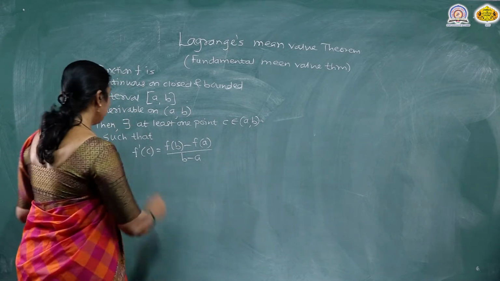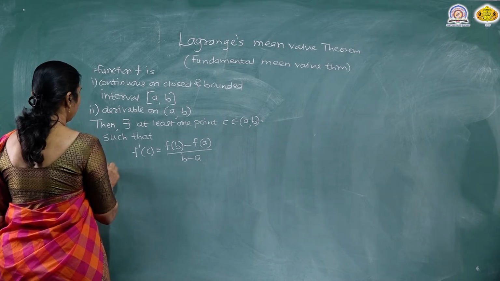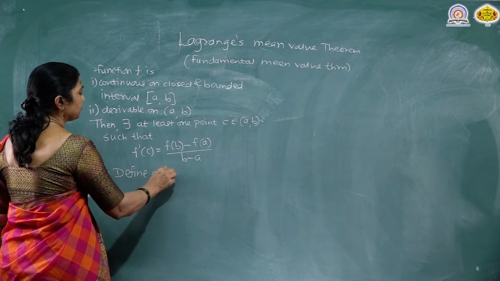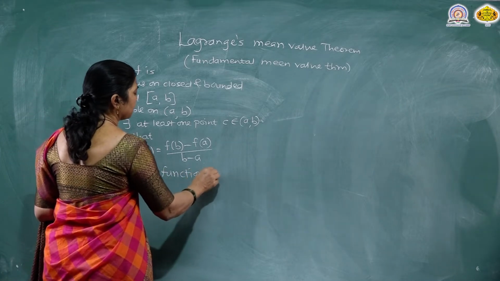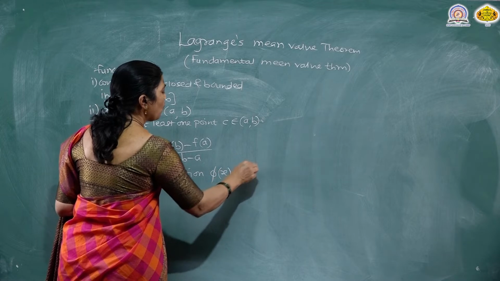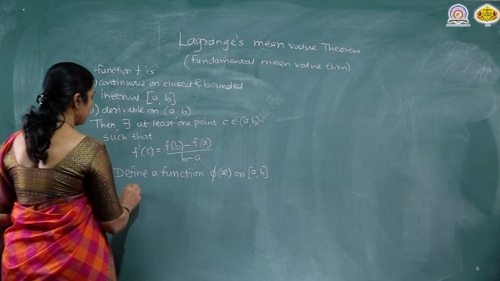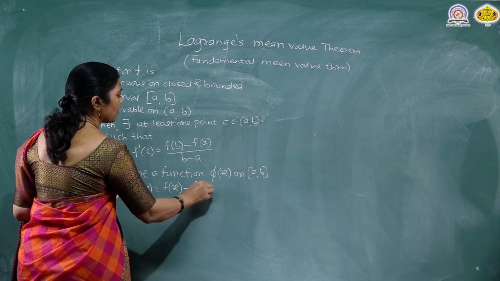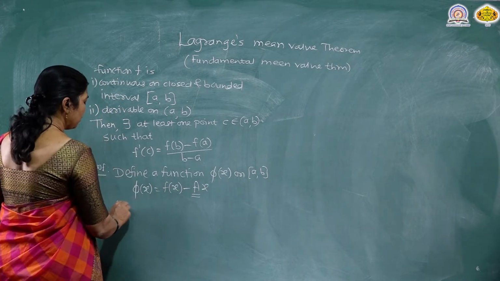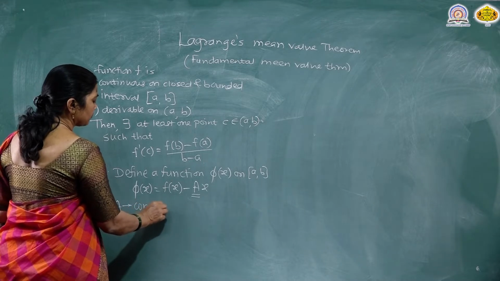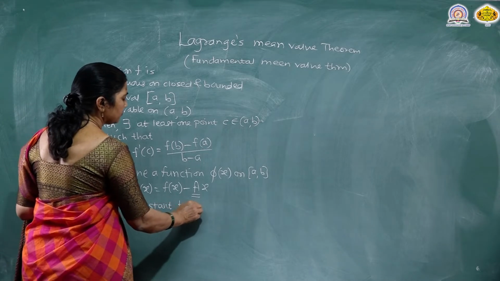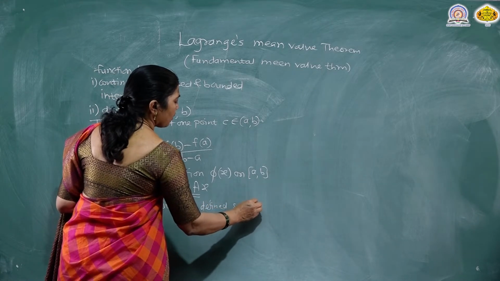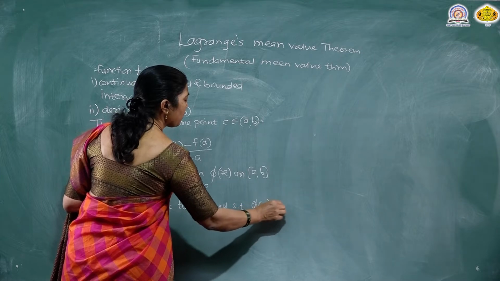To prove this theorem, we define a function phi on closed interval [a, b] as phi(x) is equal to f(x) minus Ax, where A is nothing but the constant to be defined such that phi(a) is equal to phi(b).